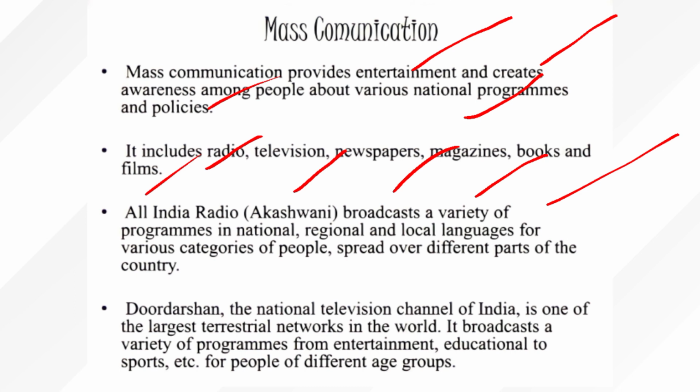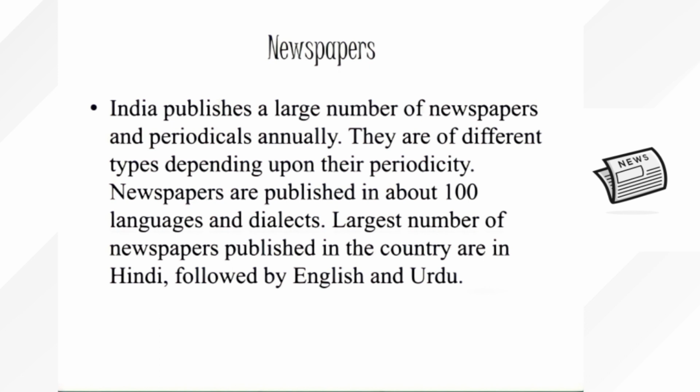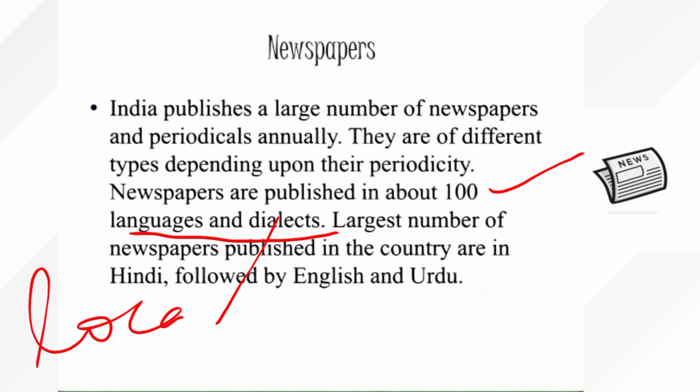All India Radio or Akashvani broadcasts a variety of programs in national, regional, local languages for various categories of people spread over different parts of the country. And Doordarshan, the national television, broadcasts covering large areas, giving programs, entertainment, educational, sports, programs for the farmers, programs for different age people, everything. And newspapers in around 100 languages. India is publishing newspapers in languages and dialects; a dialect is a local form of language, a regional language. The largest number of newspapers published in the country are in Hindi, number 1, followed by English, number 2, followed by Urdu.